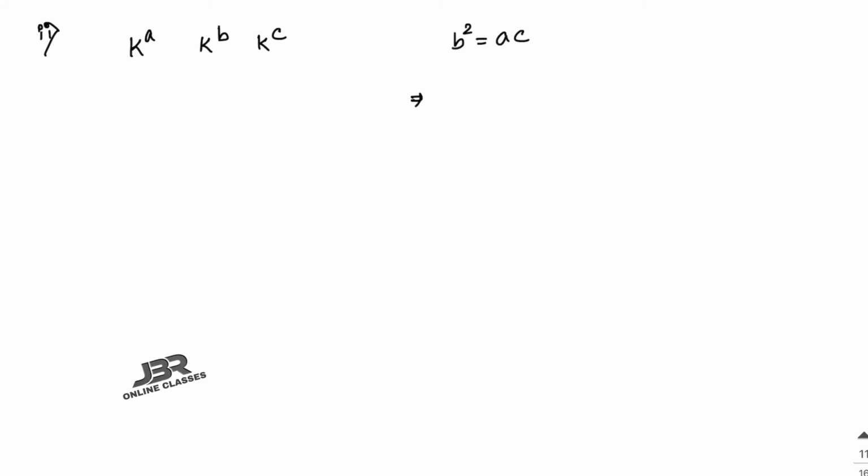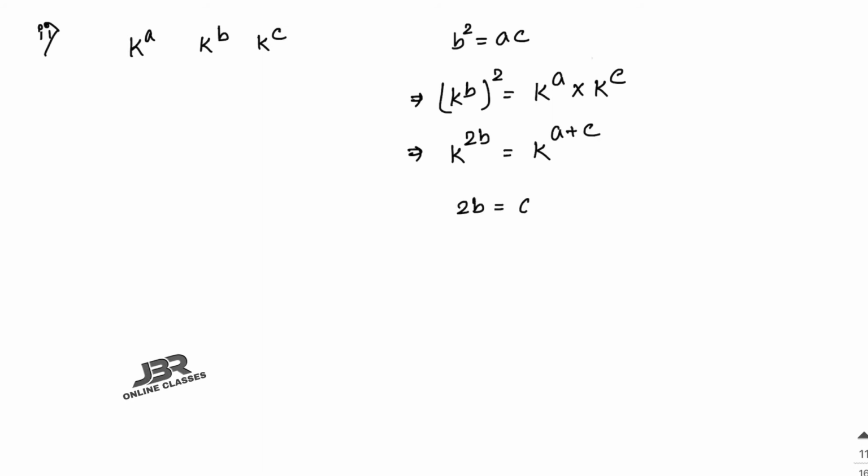So according to the formula, write down (k to the power b) whole square equal to k to the power a into k to the power c. So (k to the power b) whole square is k to the power 2b, that is equal to k to the power a plus c. Okay, so by comparing both sides, you can write down 2b is equal to a plus c. So as 2b is equal to a plus c, that is the condition for AP. So you can write down here a, b, c are in AP.